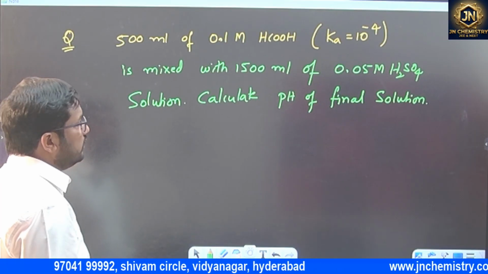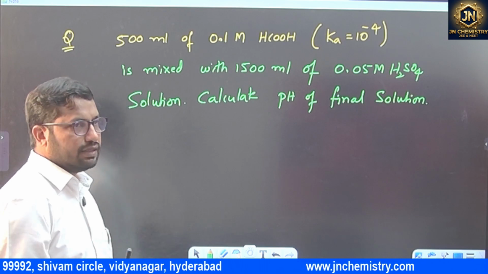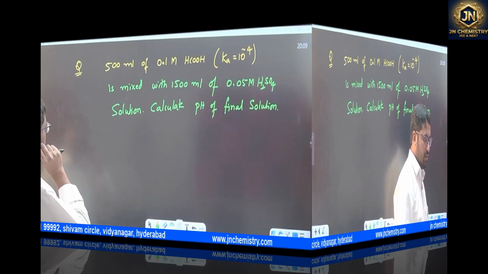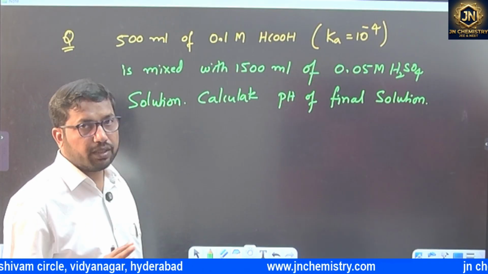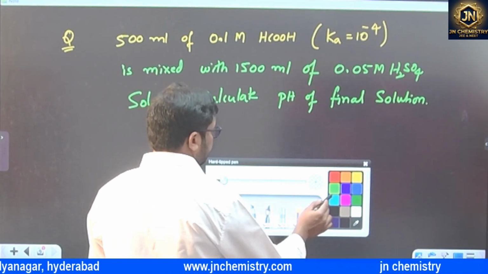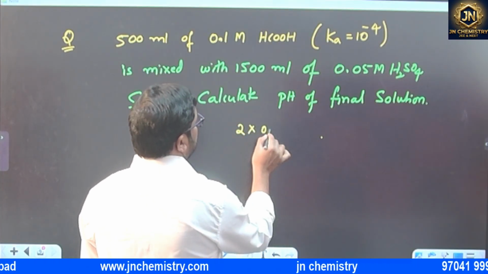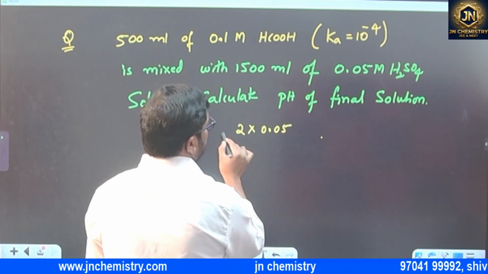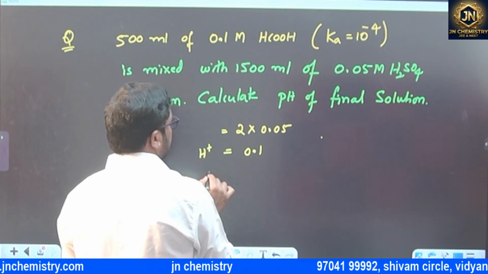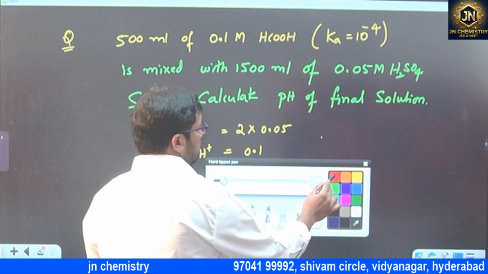Come on, try to solve this. This is the earlier question and this question is a bit different. Total volume is there. Do it. Here volume also we need to consider. So if we do it directly like before, neglecting volume, for example 2 into 0.05, so 0.1 H plus ion concentration, pH is equal to 1. This is the wrong method here.